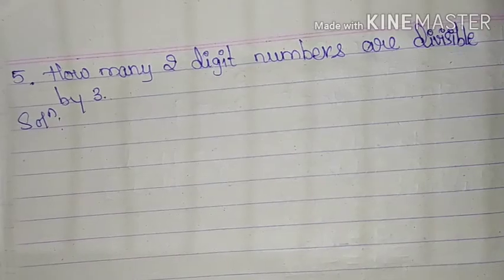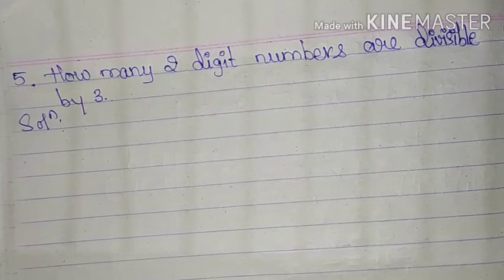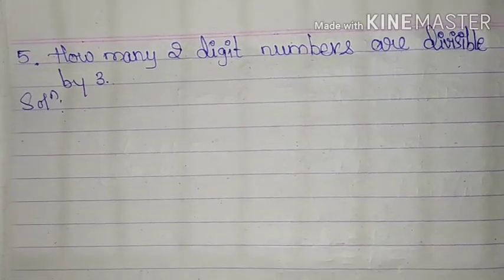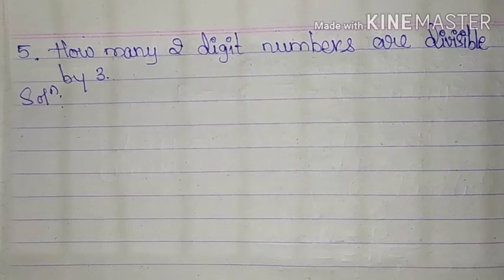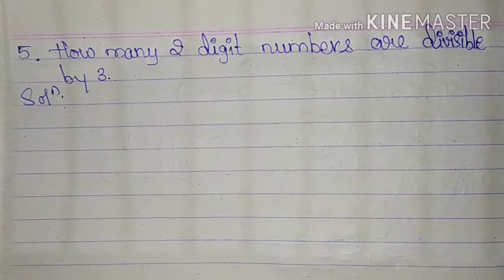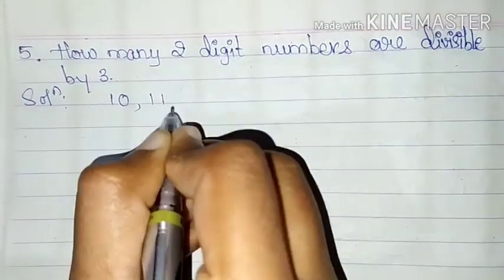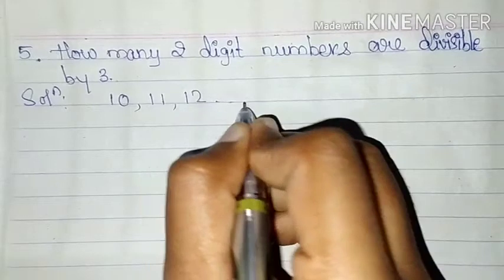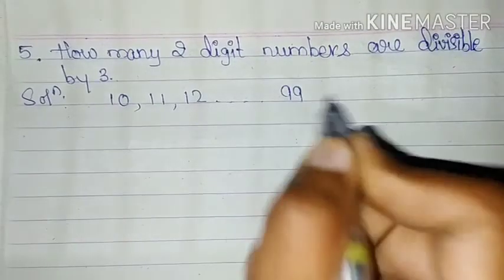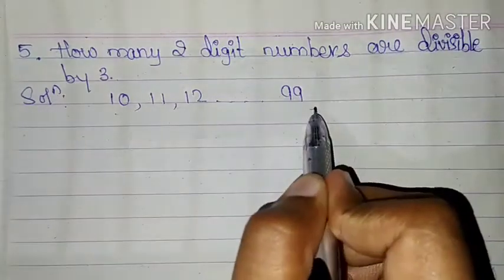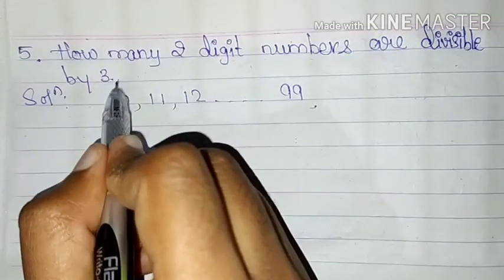In the 5th question, they have asked us how many 2-digit numbers are divisible by 3. We know that 2-digit numbers start from 10 and end at 99. The 2-digit numbers are 10, 11, 12 and so on up to 99. 100 is a 3-digit number. So among these numbers, how many of them are divisible by 3?